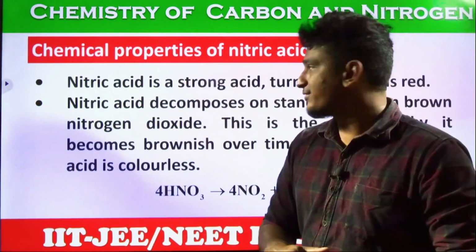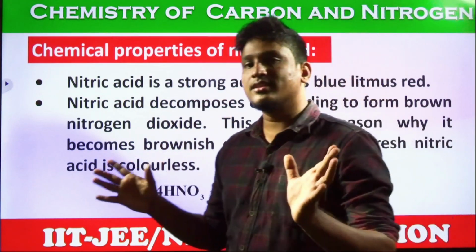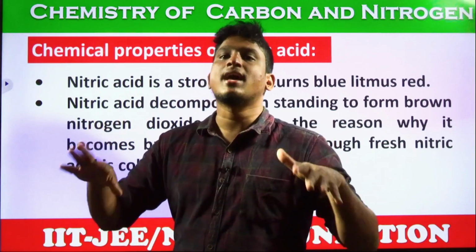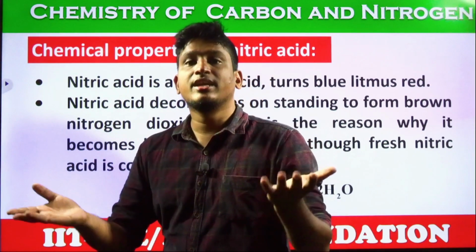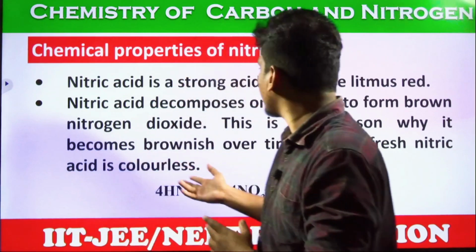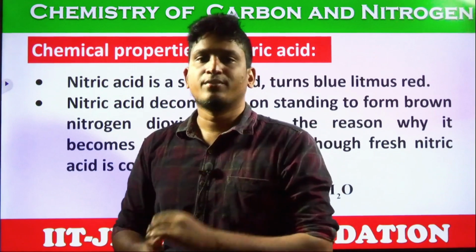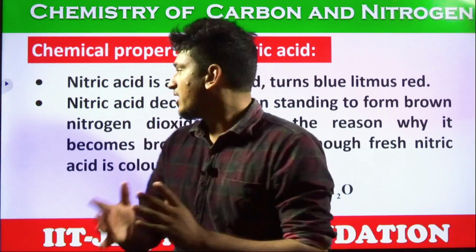Chemical properties of nitric acid, students. Nitric acid is a strong acid. You already know what a strong acid is: if it has the capacity to release maximum H plus ions, its degree of dissociation is more than 30%. That makes it a strong acid. It turns blue litmus to red, which is a characteristic color change for all acids, blue litmus to red.